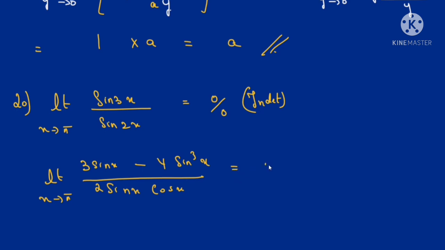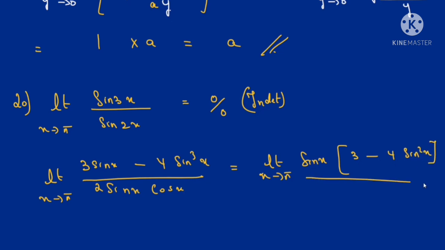Now take sin x out, limit x tends to π. So you will get 3 minus 4 sin square x divided by 2 sin x cos x. So sin x and sin x will get cancelled. Now apply the limit and check.